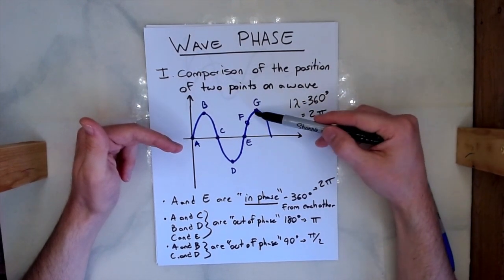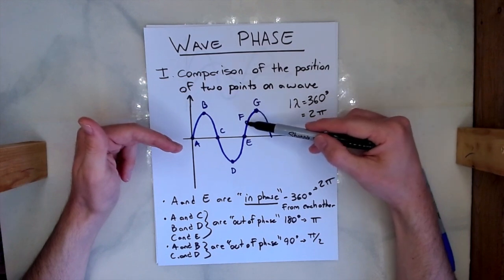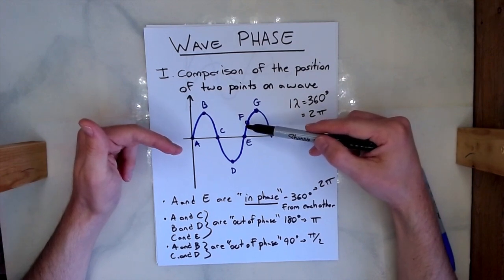F and G is a little different, right? E to G we know is 90 degrees. F is halfway between those two, so that's going to be 45 degrees, or pi over 4, out of phase.